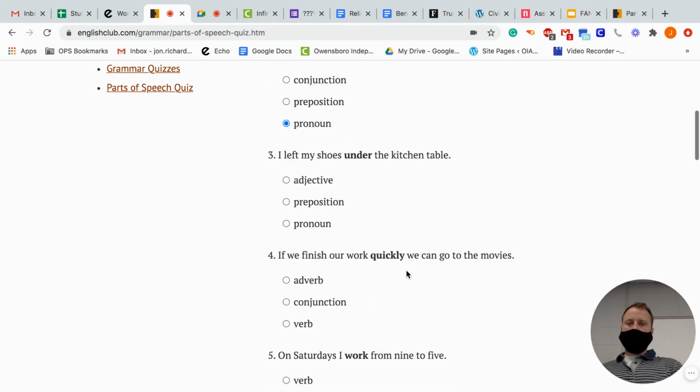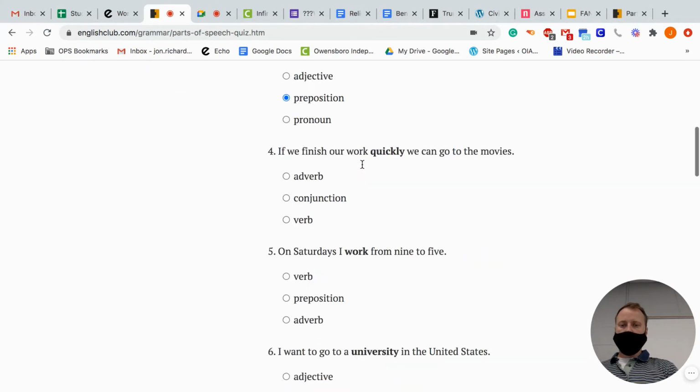Pronoun. I left my shoes under the kitchen table. What's under? Hold on, let me hear it. I hear it. Preposition. Is that right? Yes, preposition. It tells us the position. Preposition tells us the position. That's how I remember that.